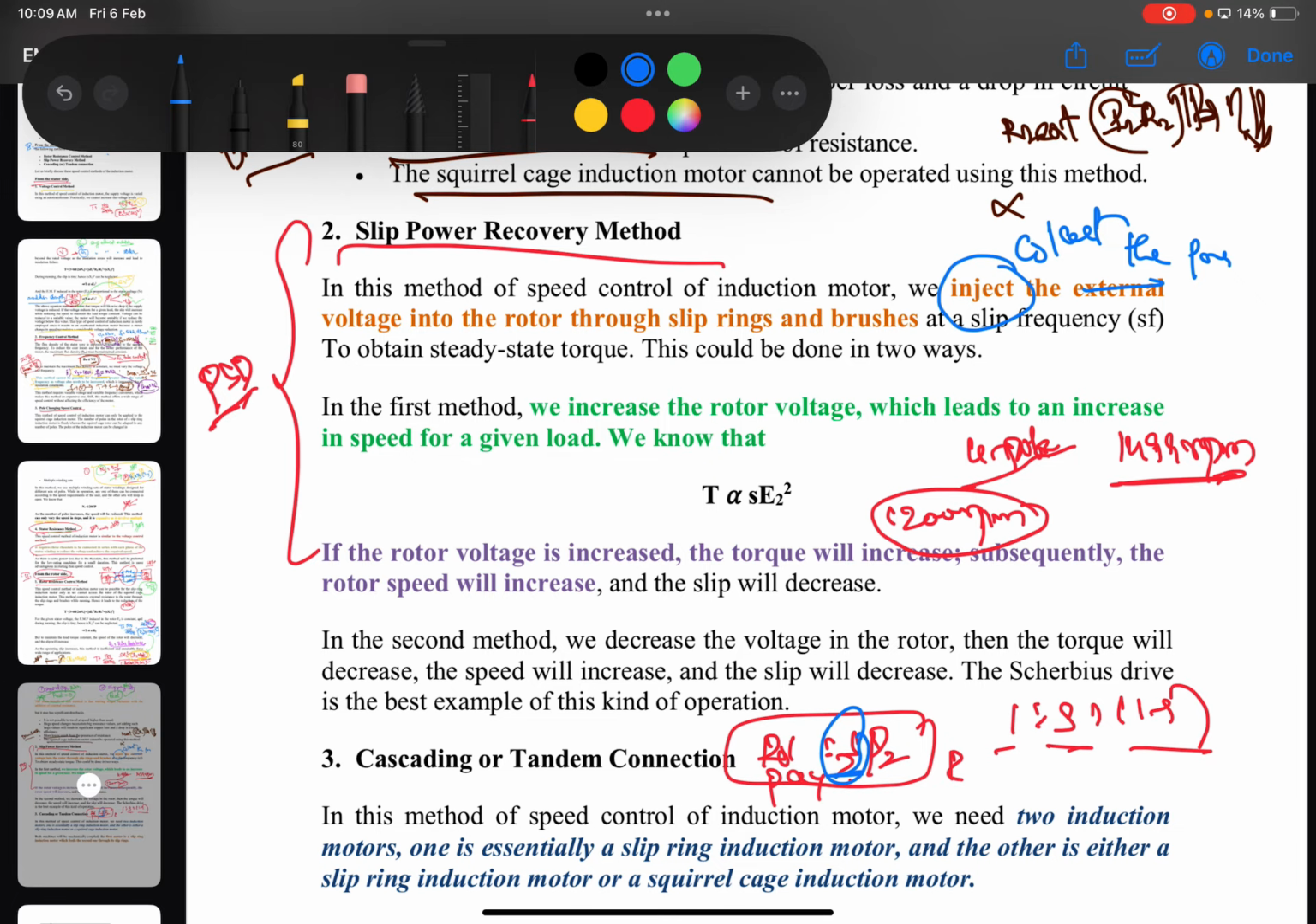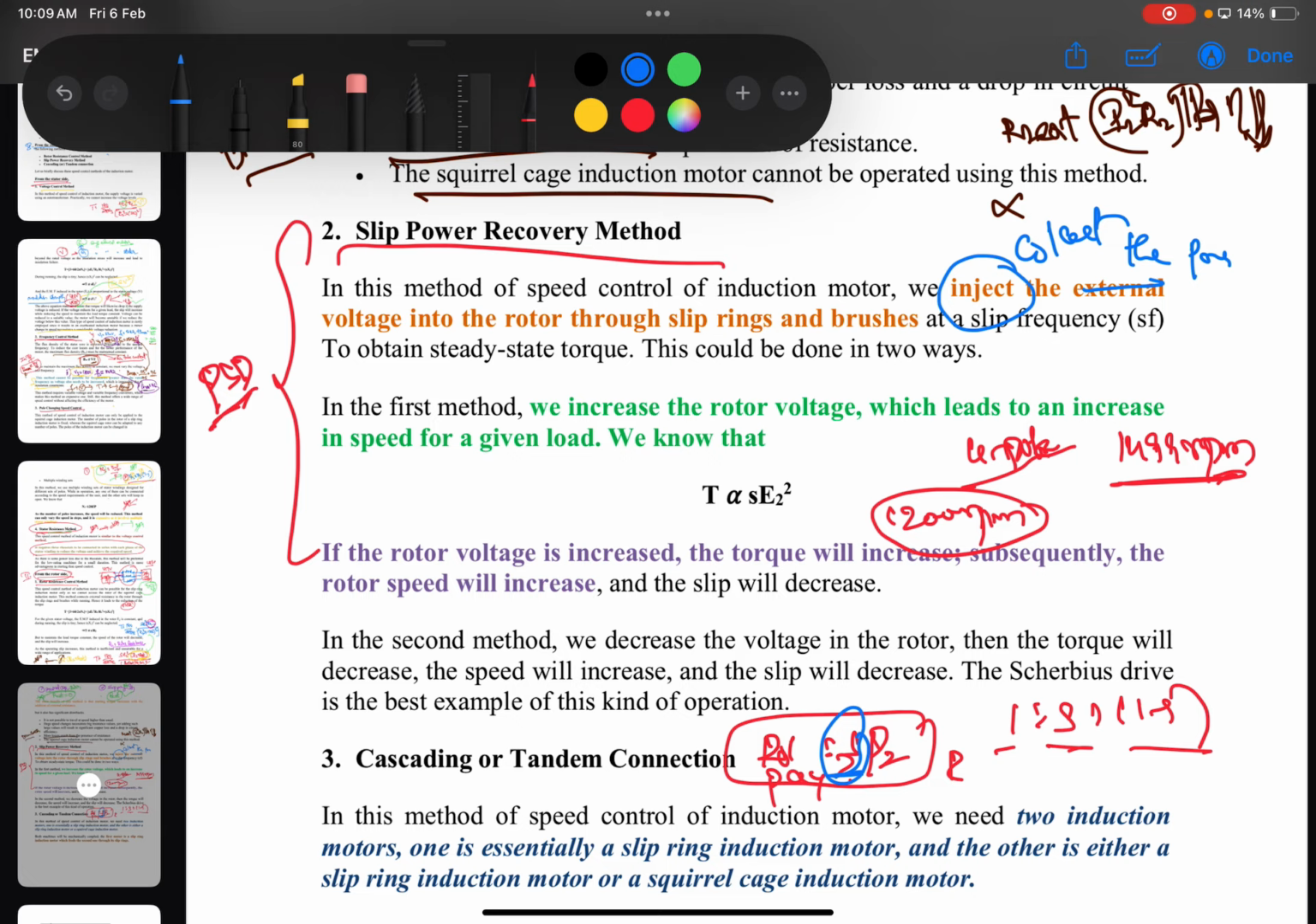Whatever you studied up to this extent is more than sufficient. I told you about the induction generator at the start of the classes. Induction generator, induction motor. The induction generator rotates at what speed? More than the synchronous speed. The induction motor rotates less than the synchronous speed.